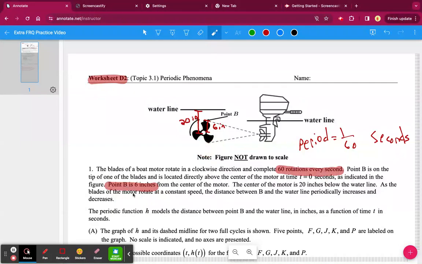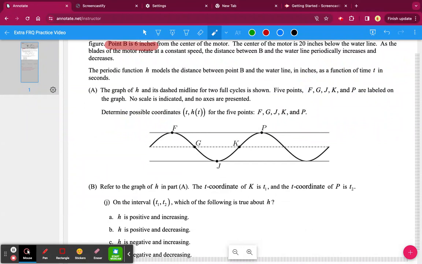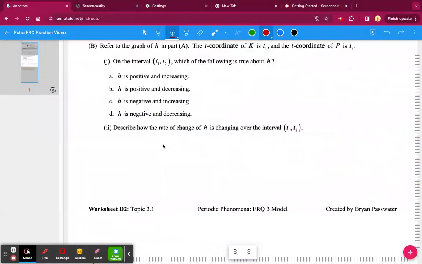So the periodic function models the distance between point B and the water line in inches as a function of time t in seconds. So what I'm always going to do here is label these points, like label the axes here. So right here, here, here, and then the time values for each one of these, okay? That's how I'm going to go about doing this because that's going to make my points make a lot more sense.